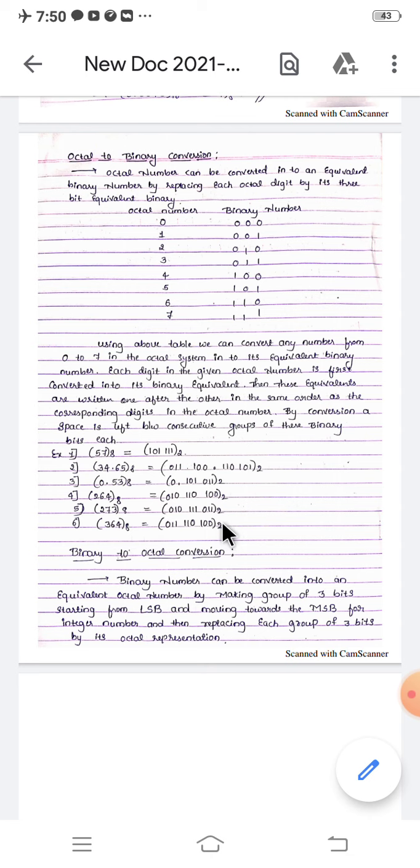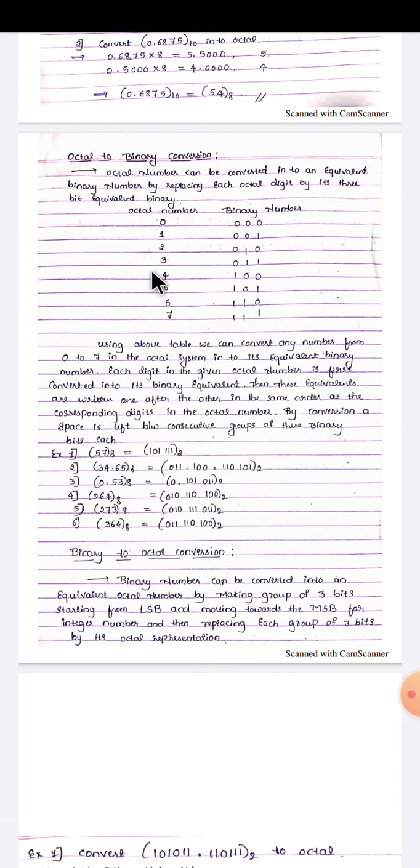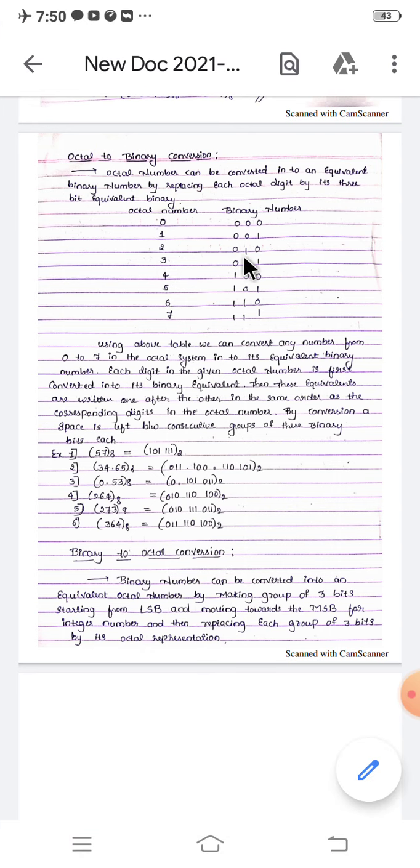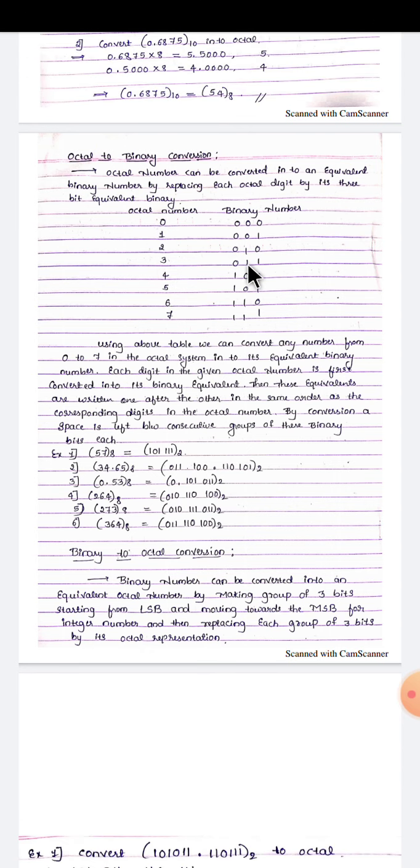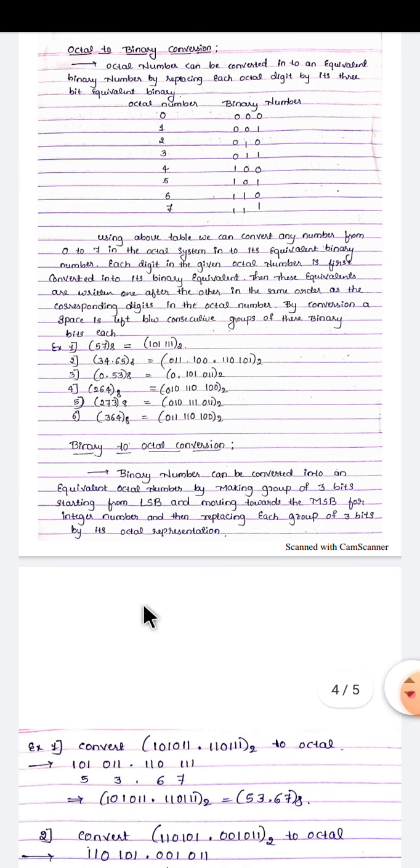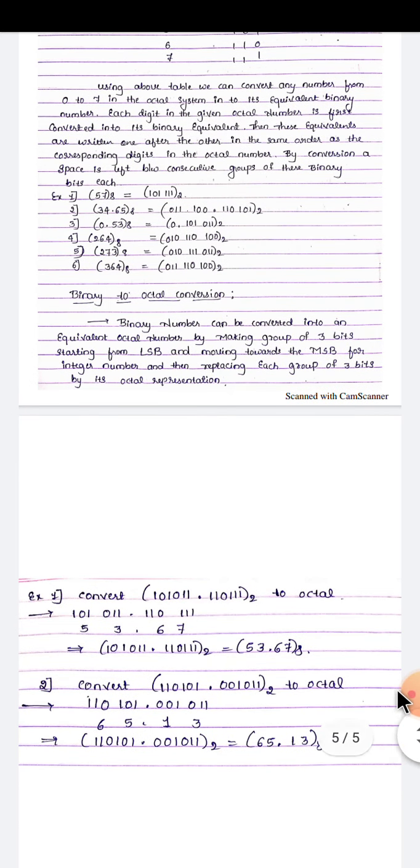This is very easy. First remember this table. Whenever there is an octal number, write the corresponding 3-bit binary number. That is the conversion from octal to binary number. Next, binary to octal. So how to convert binary to octal?